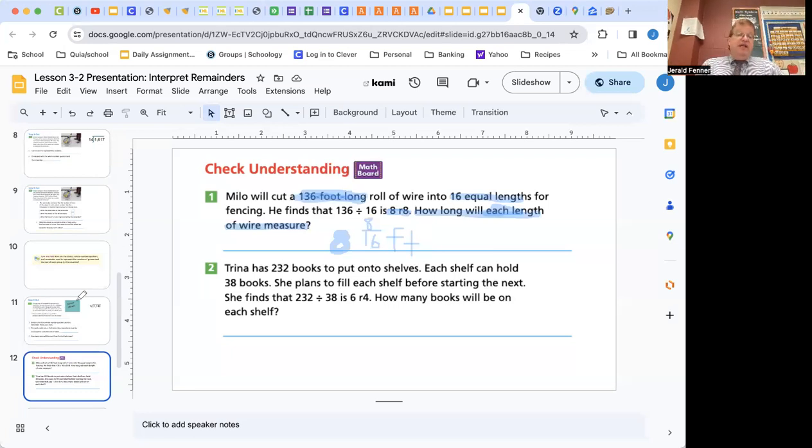All right, so let's look at the last problem we have here. And lo and behold, they solved it for us again. Trina has 232 books to put onto shelves. Each shelf can hold 38 books. She plans to fill each shelf before starting the next. She finds that 232 divided by 38 is 6, remainder 4. How many books will be on each shelf?